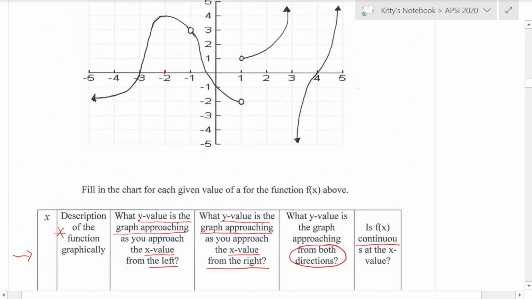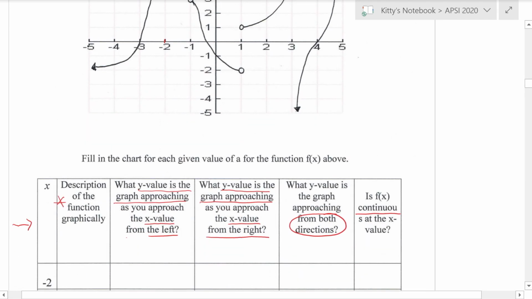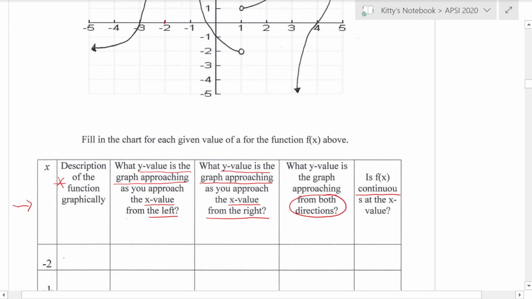So let's look at -2, and we'll talk about this, and then we'll answer all of our chart. So here's -2, and here's the point at -2. And at that point, the function is very smooth. There's no asymptotes or holes or jumps or breaks or anything. It's just a nice smooth part. So for the description of the graph, I'm going to say it is smooth there.